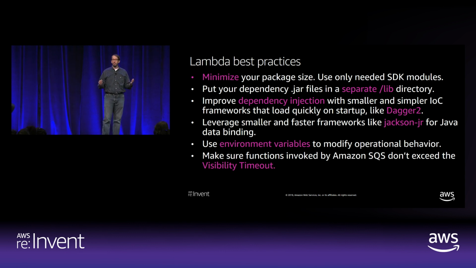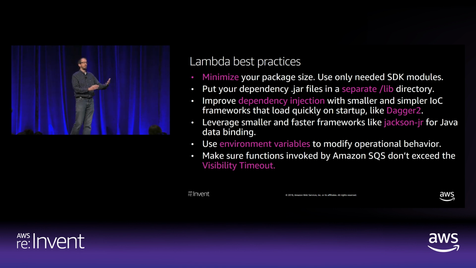Lambda also has support for environment variables. These allow you to change configurations for your Lambda function. It allows you to change a configuration which affects how your code runs, right? So you can change these variables, these are configuration parameters, then your code executes differently because it references those variables.